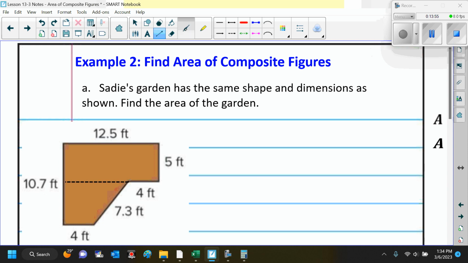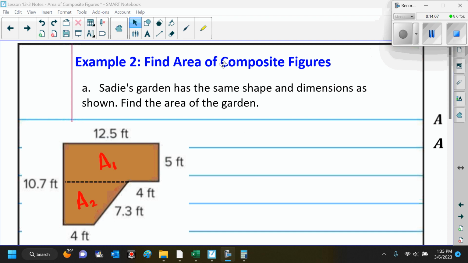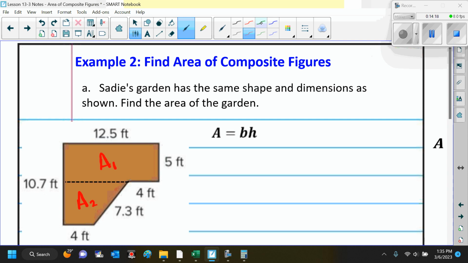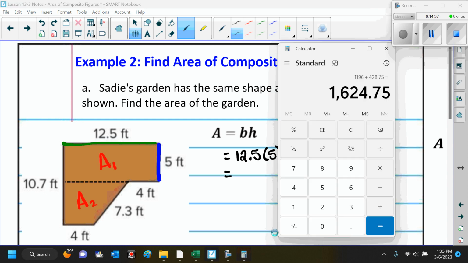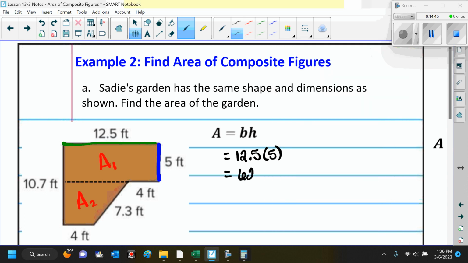So we've got a rectangle, so that's area 1. And we have a trapezoid, area 2, okay? So for the rectangle, of course, your area is base times height. Okay, this one's pretty simple. Here's the base, and here's the height, okay? So now we just substitute in. We've got 12.5 for the base times the height, 5. So 12.5 times 5 gives us 62.5, and this is feet squared.